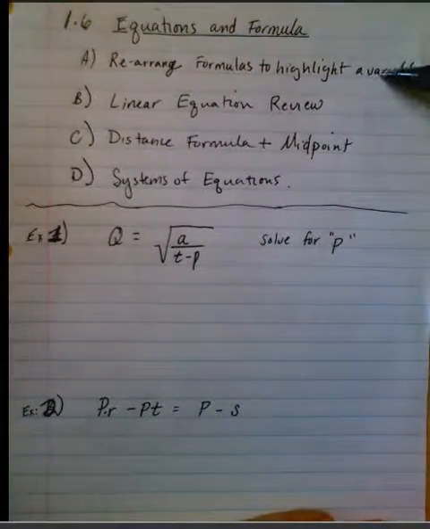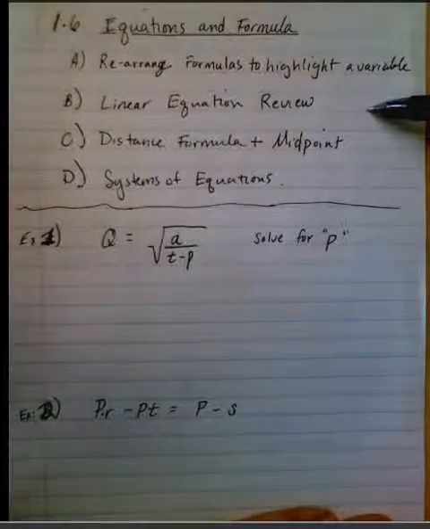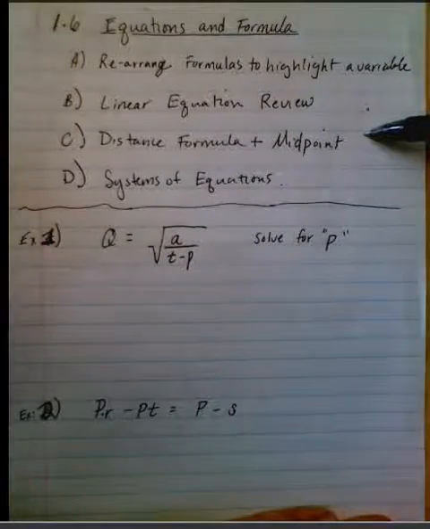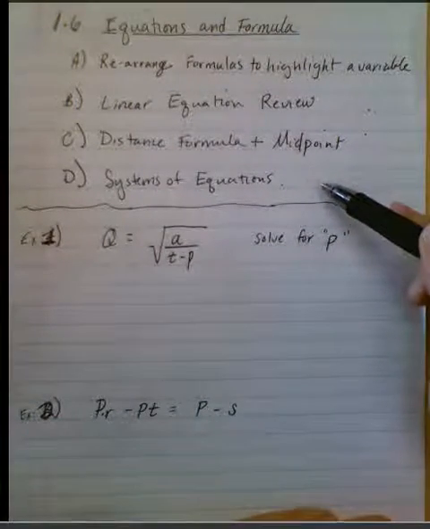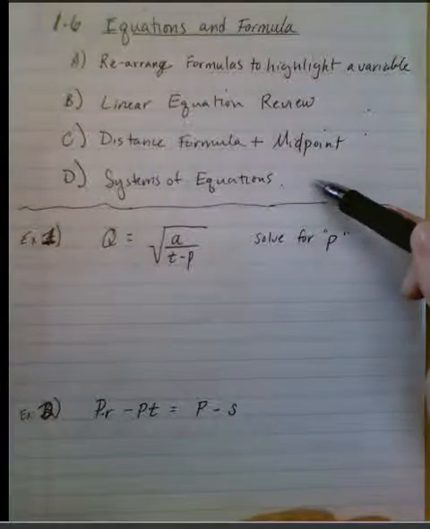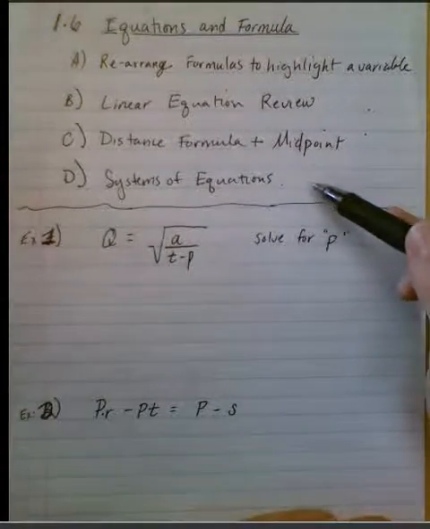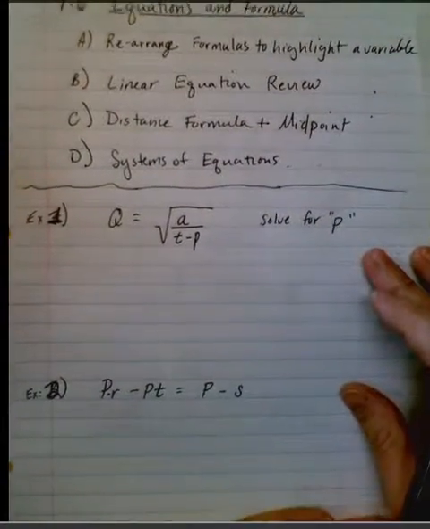So 4 goals: rearranging formulas to highlight a variable, quick linear equation review, distance formula and midpoint, and then just some situations in which either using a graphing calculator or substitution or elimination is the best method for solving a system of equations. So we'll look at some different options for that one.